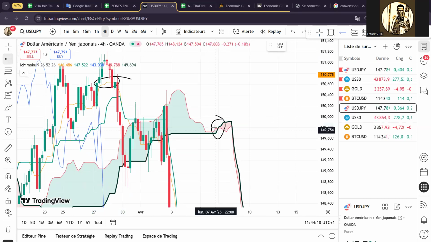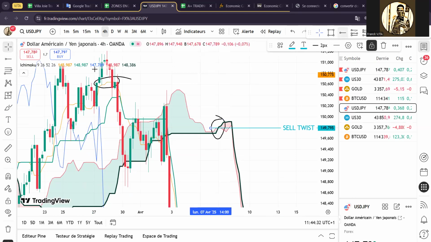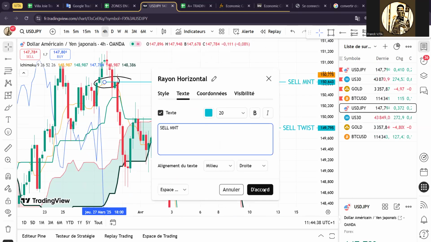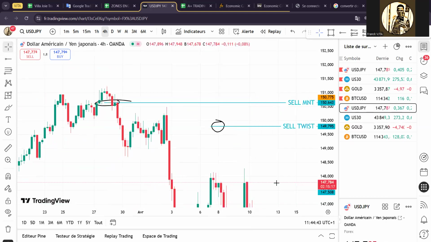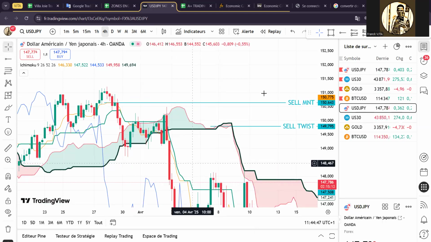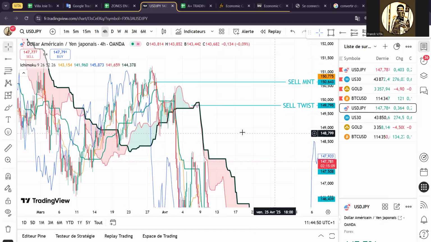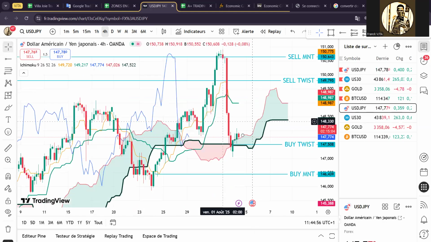So you can directly place a twist like this, which I name sell twist, then I lock it. Then I name this mountain sell mountain, then I lock it. Sell element, then I lock it. So I erase other drawings, and I lock because when I erase other drawings, I don't want to erase my lines.